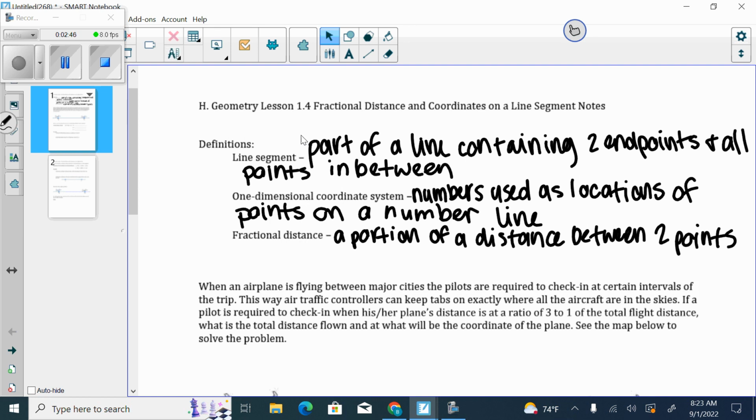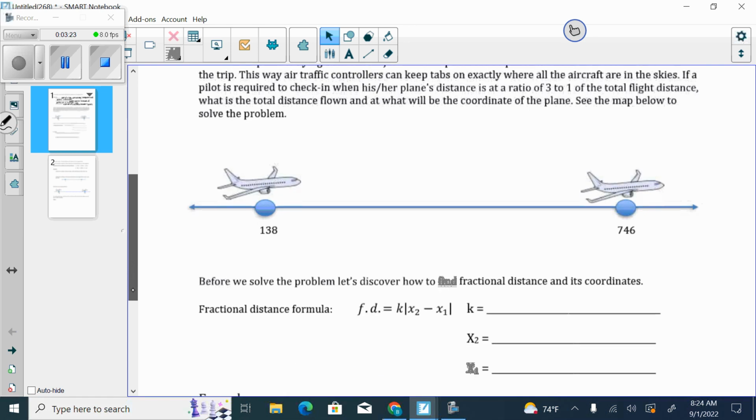This scenario says when an airplane is flying between major cities, the pilots are required to check in at certain intervals of the trip. This way, air traffic controllers can keep tabs on exactly where all aircraft are in the skies. If a pilot is required to check in when his or her plane's distance is at a ratio of 3 to 1 of the total flight distance, what is the total distance flown and what will be the coordinate of the plane? See the map below to solve this problem. All right, so they have this map with this plane, okay?